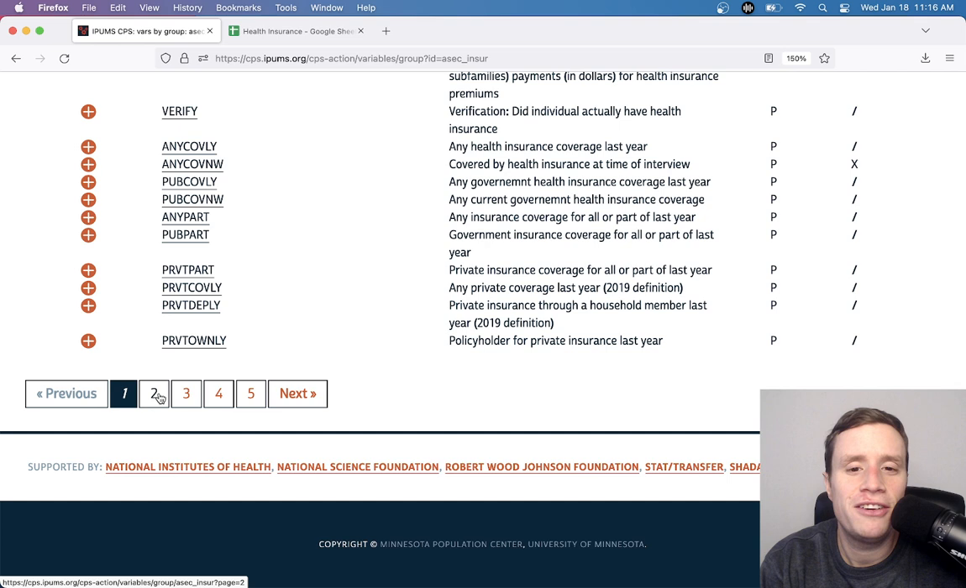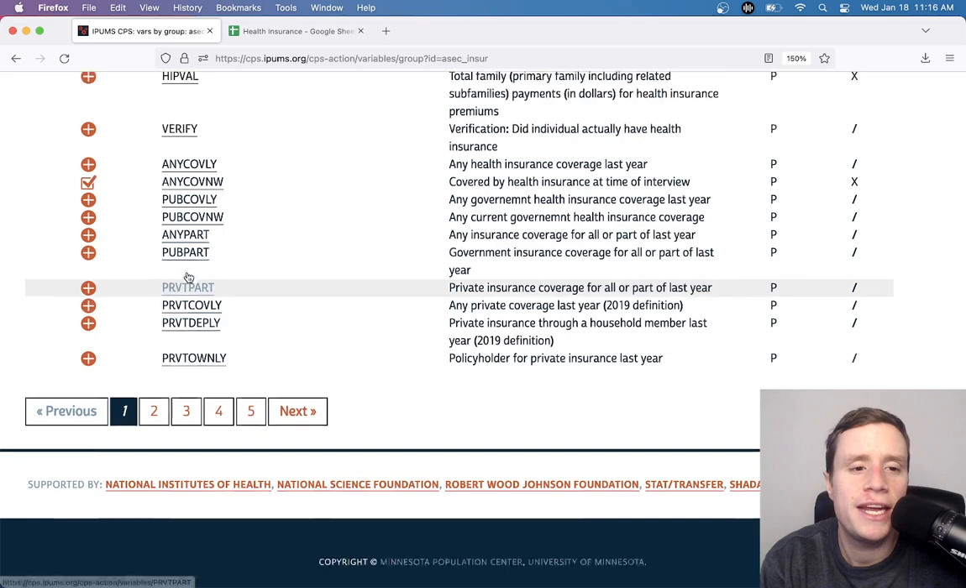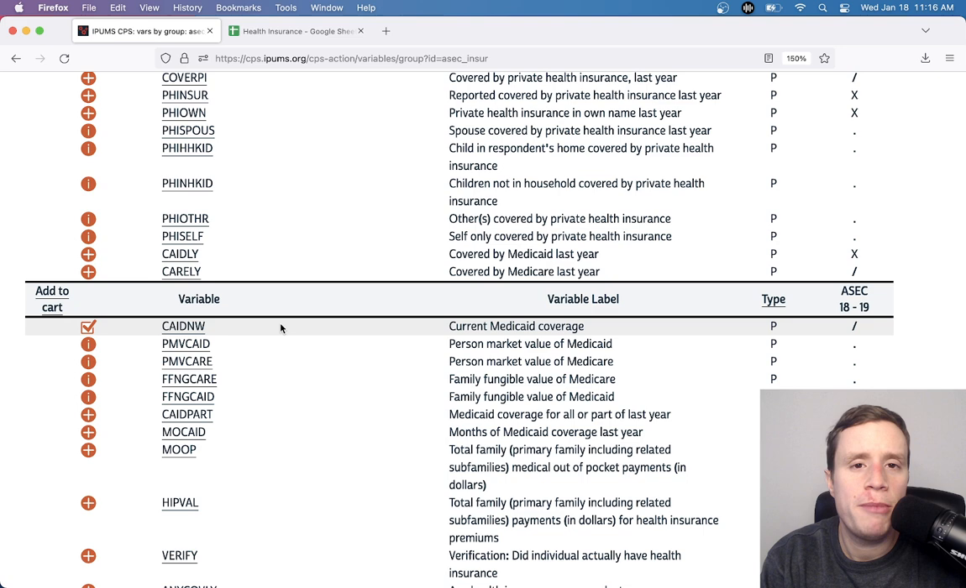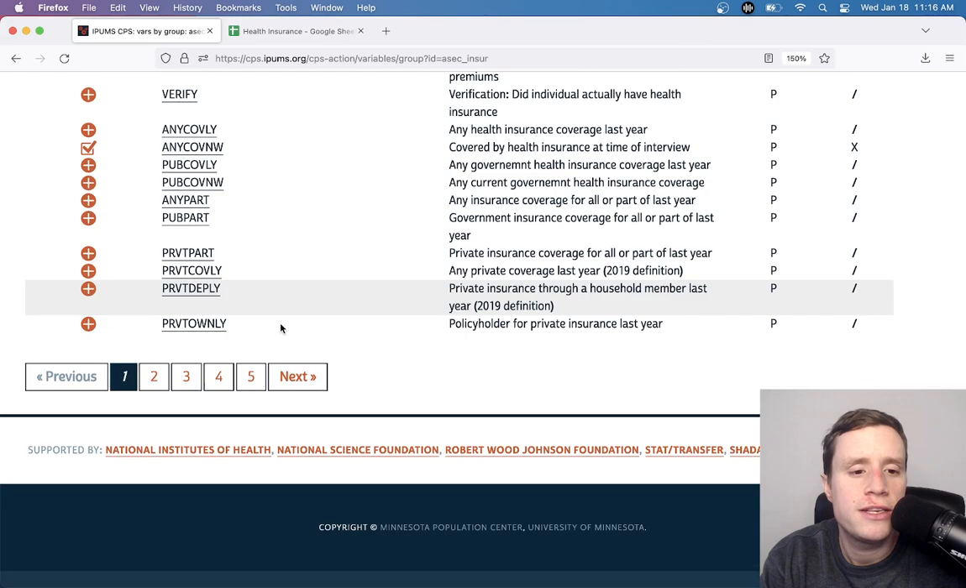But here's one that has an X, so that's good. And this is the real good stuff here. So are you covered by health insurance at the time of the interview? Let's add that to the file. All right, so we have age. We have are you covered by Medicaid right now? And we have are you covered by any health insurance right now? And so I think with that, we'll just go ahead and check out.